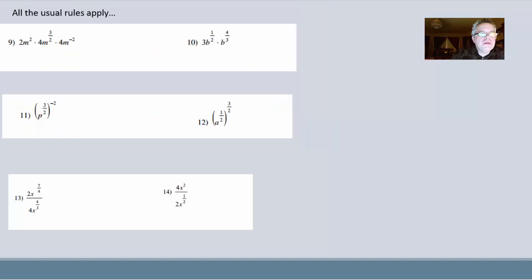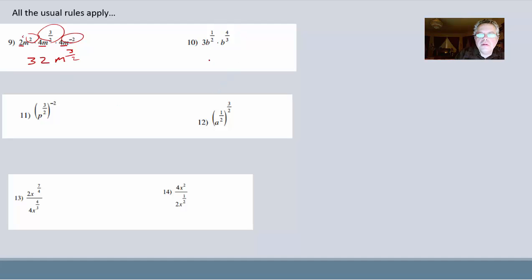Okay, as usual, the same laws of exponents apply. When we're multiplying powers, you add exponents. So here, the first thing we're going to do is multiply 2 times 4 times 4, which is 32. Then we're going to add the exponents. So this is going to be m. I'm going to add up these guys: 2 plus 3 halves plus negative 2. It's actually 3 halves. And we're finished.